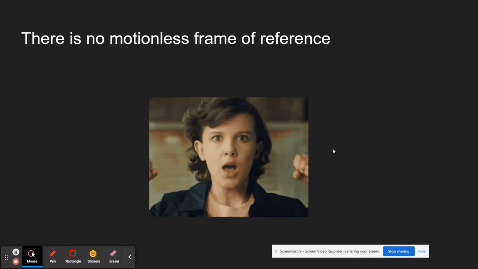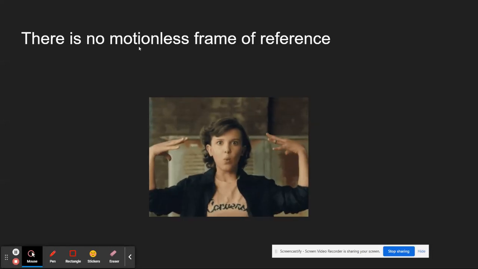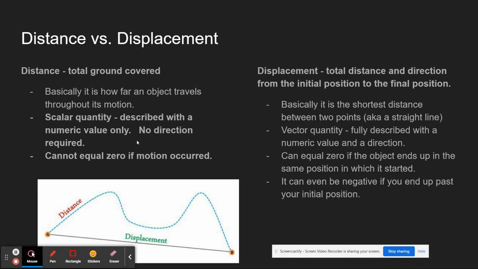Boom. Mind is blown. All right, so yeah, we're always in motion. There is no pure motionless frame of reference because our universe is expanding. So motion is relative. And then there's a couple ways we can describe motion with distance and displacement. These are two different things.